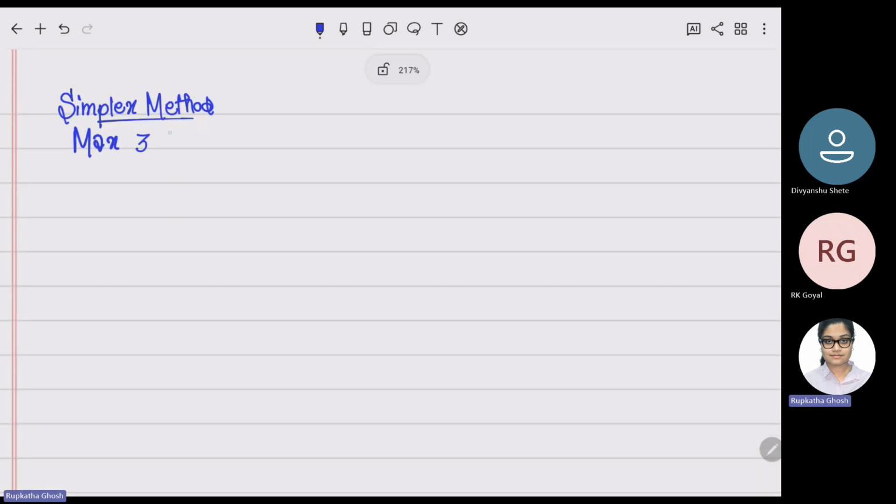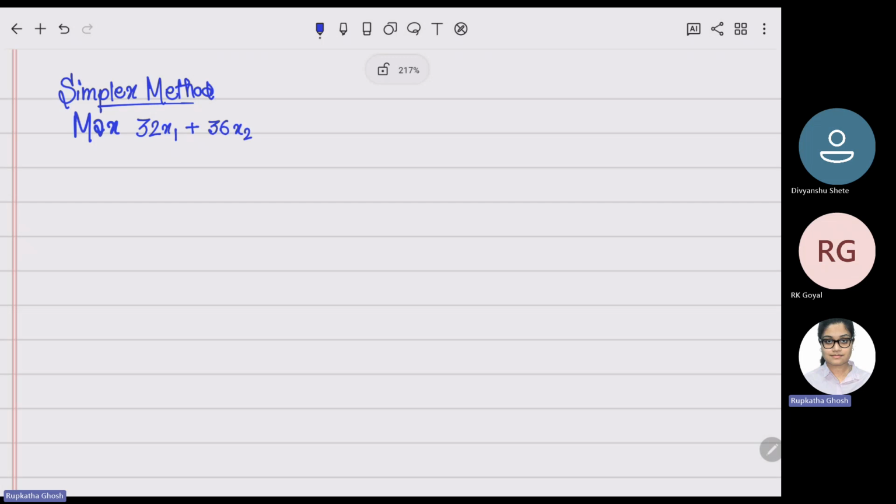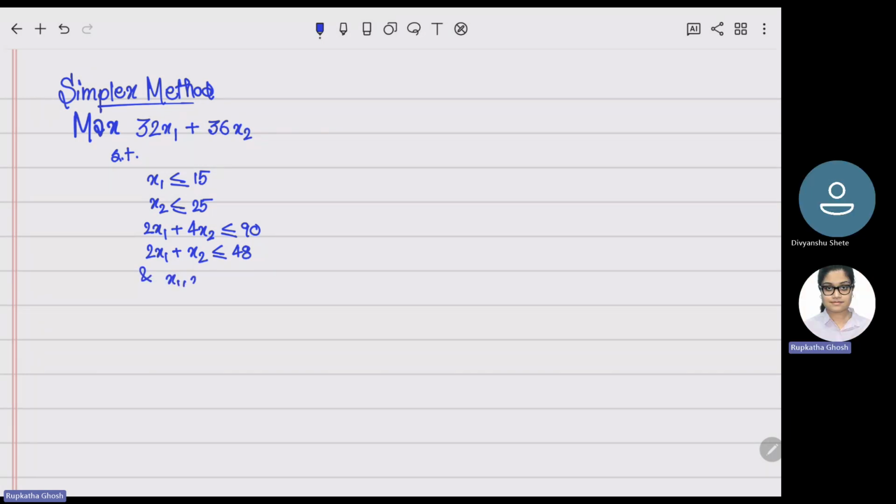Max 32x1 plus 36x2, right? Subject to x1 less than equal to 15, x2 less than equal to 25, 2x1 plus 4x2 less than equal to 90, and 2x1 plus x2 less than equal to 48. And x1, x2 is greater than equal to 0.